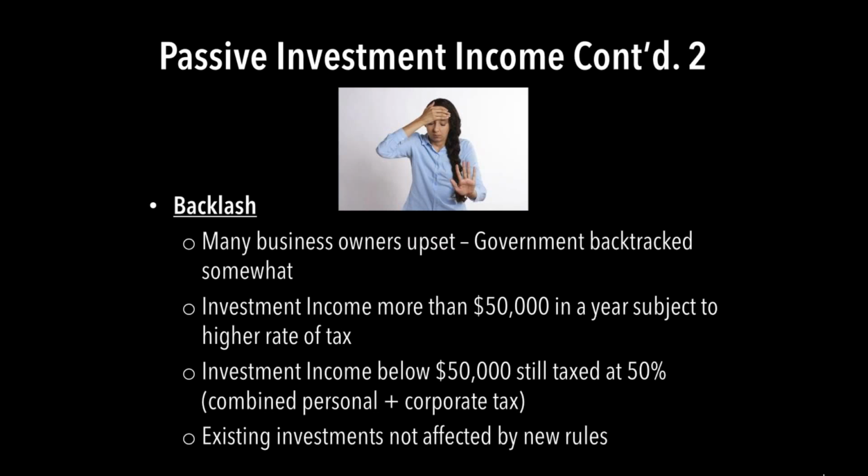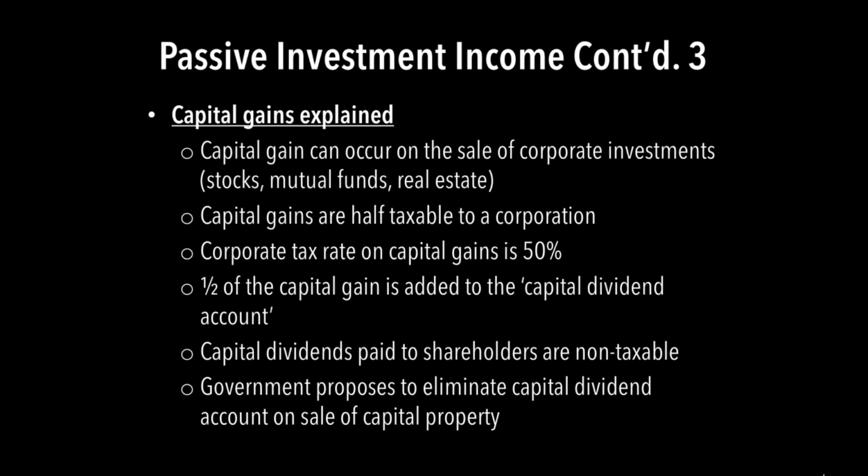Now, one more change to passive investment income. Let's go to the next slide, please. And this is shocking. Capital gains. Let me explain. Businesses have investments. Corporations have investments. They may own stocks, mutual funds, real estate, or other types of property. When those investments are sold for a profit, it's called a capital gain. Okay, capital gains are half taxable to a corporation. The corporate tax rate on capital gains is 50%. Okay, 1/2 of the capital gain is added to the capital dividend account. What the government is proposing to do is eliminate the capital dividend account increase on the sale of investments. I think it's better illustrated by an example.